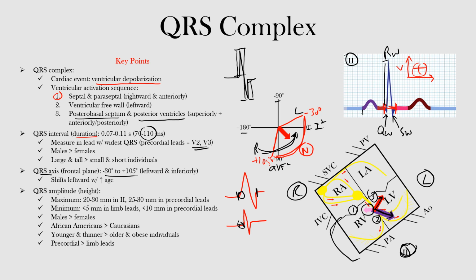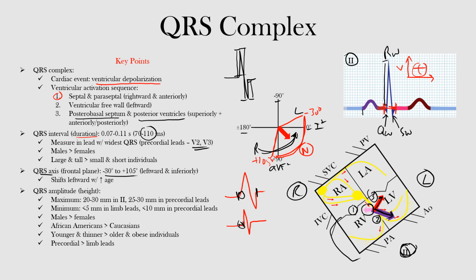Now, in general, the QRS complex maximum amplitude values should be no greater than 20 to 30 millimeters in lead 2, or 25 to 30 millimeters in the precordial leads. The minimum amplitude values should not be less than 5 millimeters in the limb leads, or less than 10 millimeters in the precordial leads. Now, the QRS complex, or the amplitude of it, is affected by age, sex, and race.